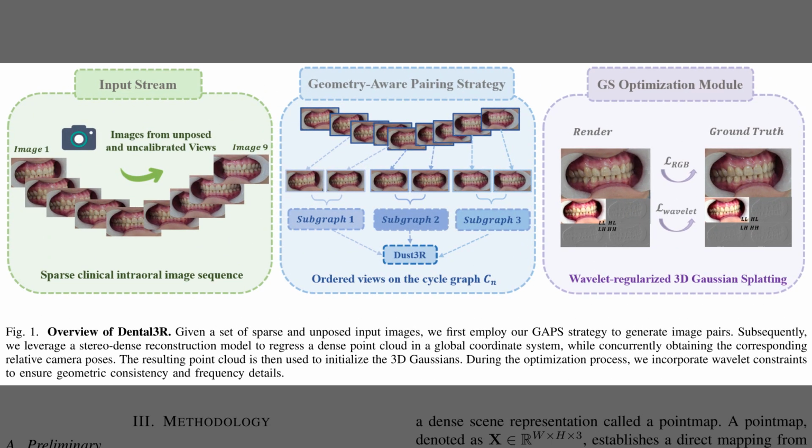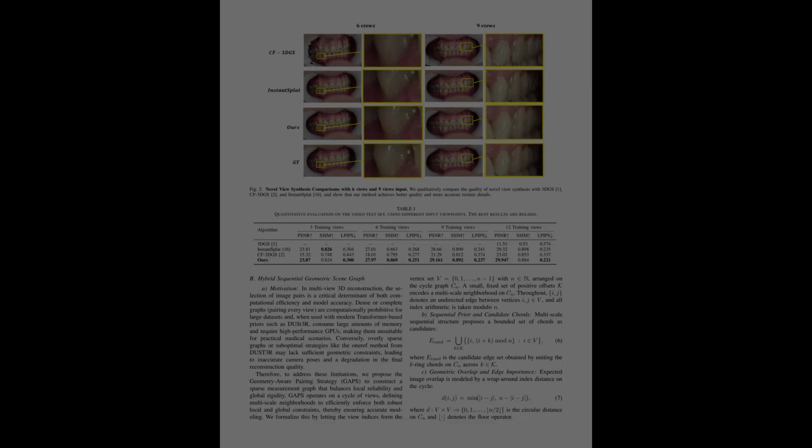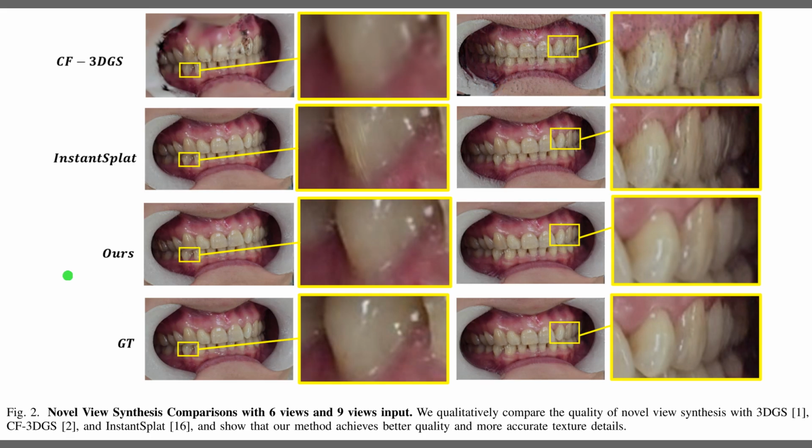Alright, the introduction just highlighted why sparse, unposed photos are so challenging, and Figure 1 now lays out how the full Dental3R pipeline tackles that. The left panel shows the input stream, a handful of uncalibrated intraoral photos taken from different angles. The middle panel illustrates the geometry-aware pairing strategy, which selects overlapping image pairs and organizes them into subgraphs for stable pose and depth recovery. The right panel depicts the three-dimensional Gaussian splatting optimization, where rendered views are matched to ground truth both in raw color and in wavelet space, so that the final three-dimensional teeth model stays sharp without noisy artifacts.